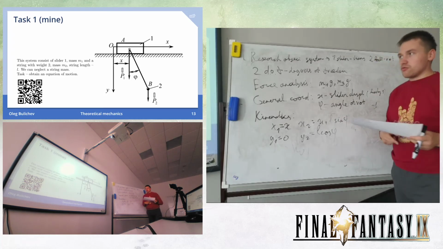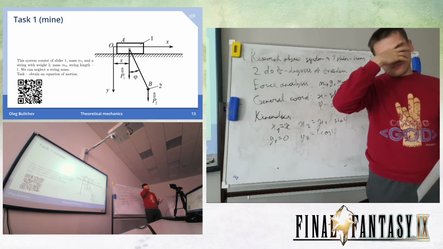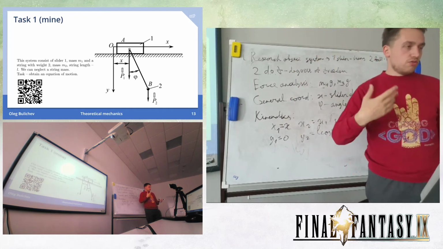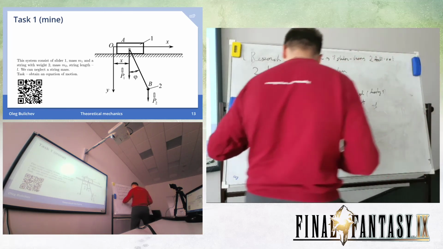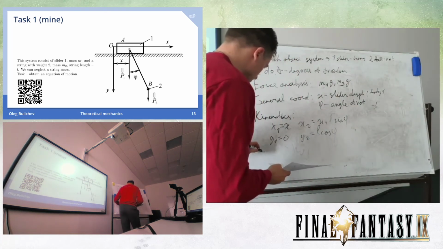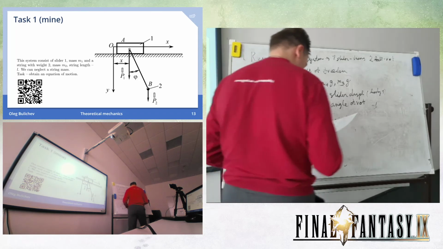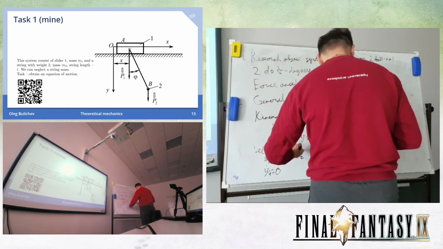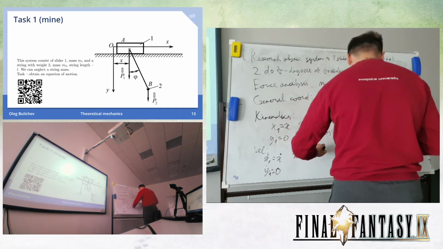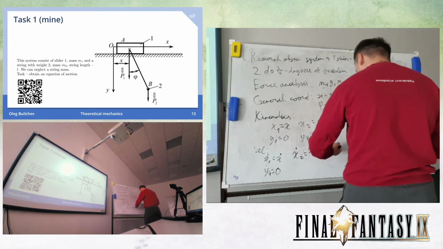After this, as you remember, we need to work with kinematics, or not with kinematics, with energy, kinetic energy. You need to know velocities. Take the derivative. So, velocities. x1 dot will be x dot, y1 dot will be 0, x2 dot will be x dot plus L cosine theta theta dot.